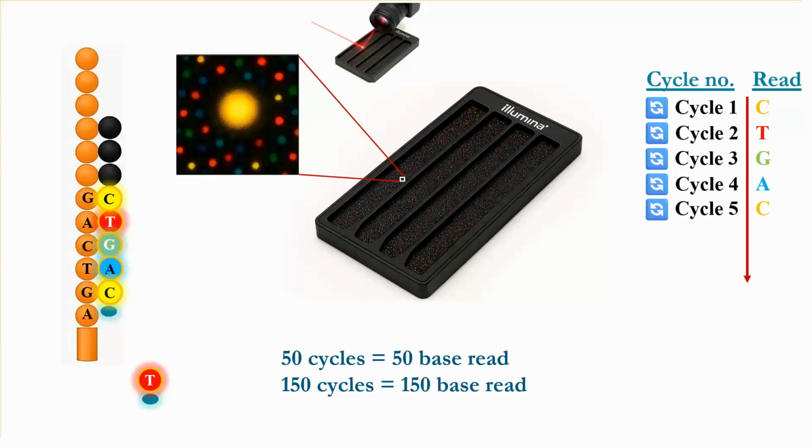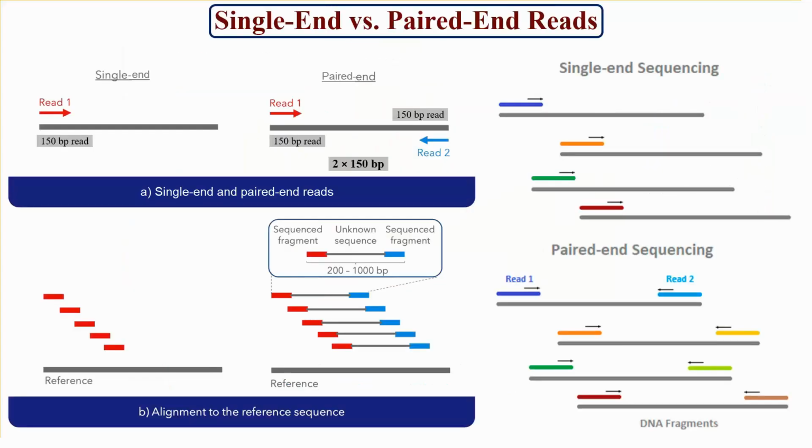Now let's connect this output back to sequencing strategy. These reads can be generated in two ways, single-end sequencing and paired-end sequencing. But what exactly does that mean, and why does it matter for analysis? Let's start with single-end sequencing.